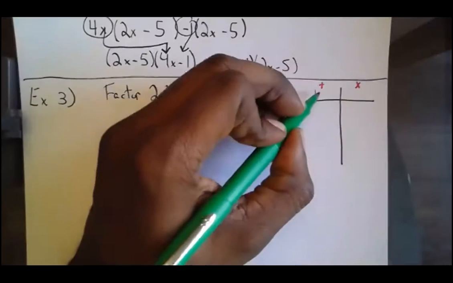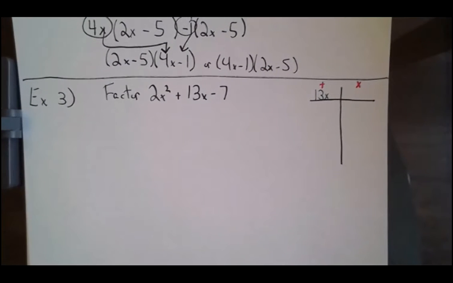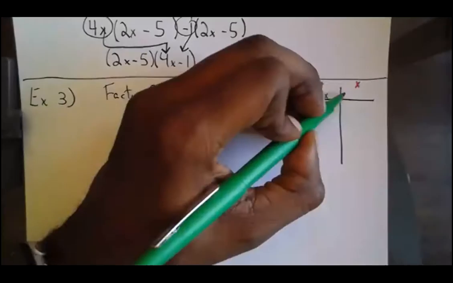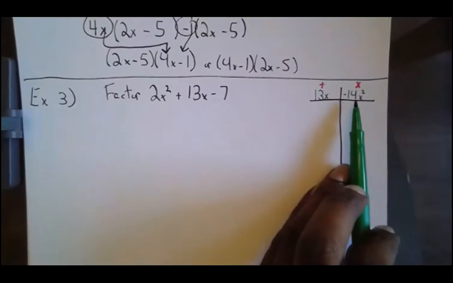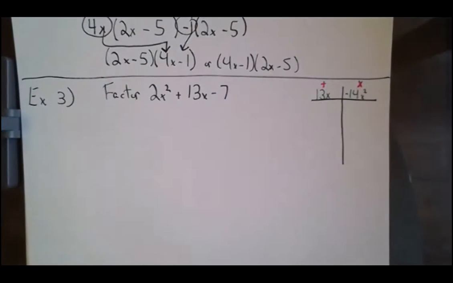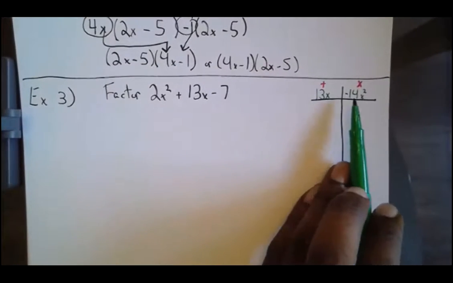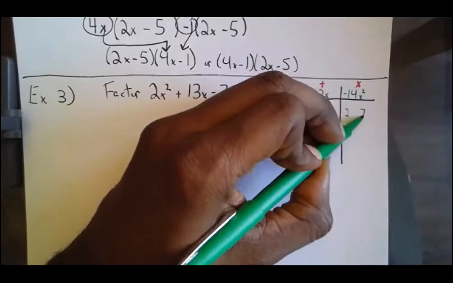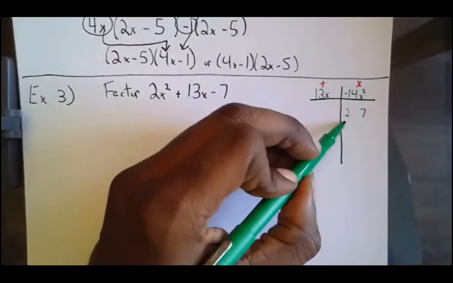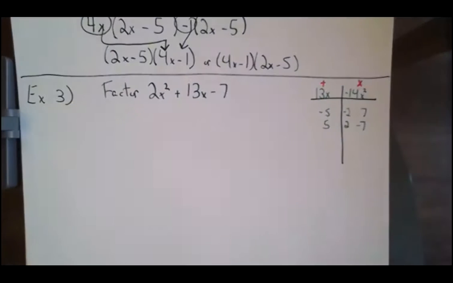13x. The middle one. Okay, good. And what do you want me to put under the times sign? Negative 14x squared. Good. And what numbers multiply to 14? Forget the x's for now, because what I like people to do is figure it out with the numbers first and then add the x's. So what numbers will multiply to negative 14 but add to 13? 2 and 7. The only problem with 2 and 7 is they're gonna give us 5 and 5.